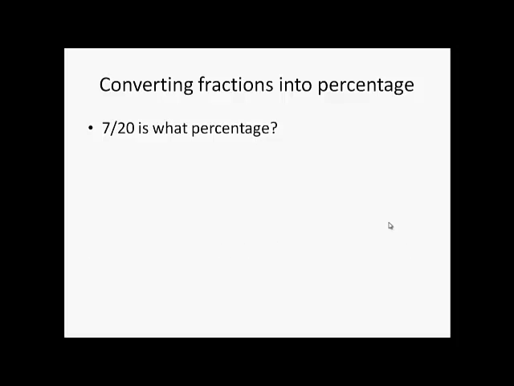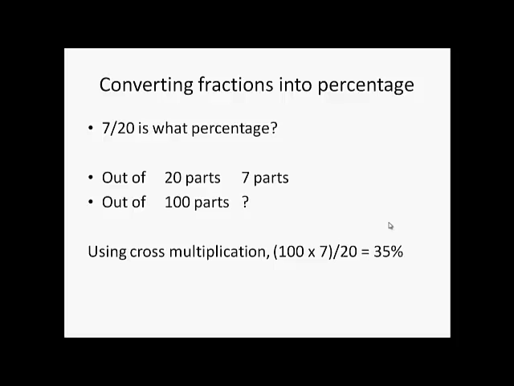So what is 7 by 20 in the form of a percentage? Using the same concept as before, if out of 20 parts we are concerned with 7 parts, then out of 100 parts, how much? Using cross multiplication, 100 multiplied by 7 divided by 20 gives us the equivalent of 35%.